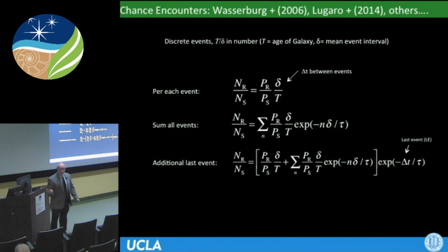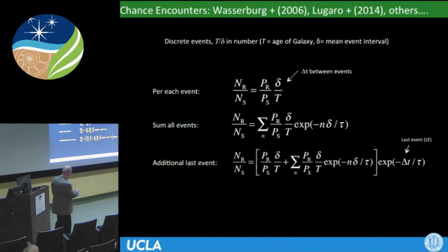And then we're going to recognize that that's not good enough because there may have been a one-off event that happened right before the solar system formed. Okay? So we take that sum, we put it in brackets, and we add one additional event with its own delta t. We'll call that the last event. The last event before the solar system formed.